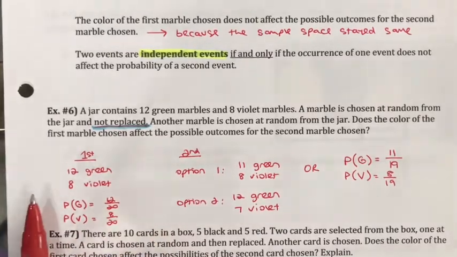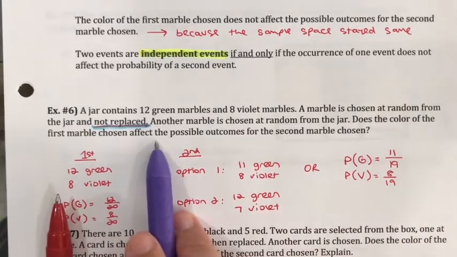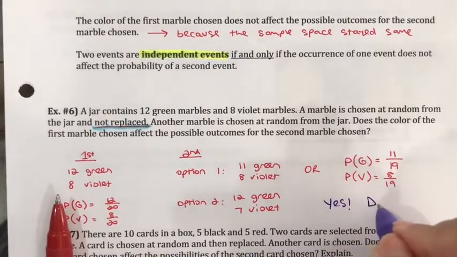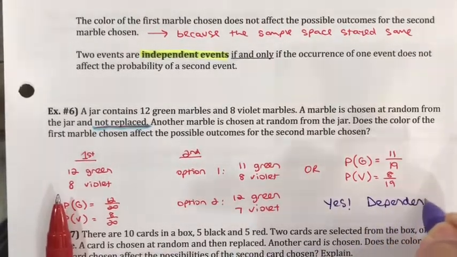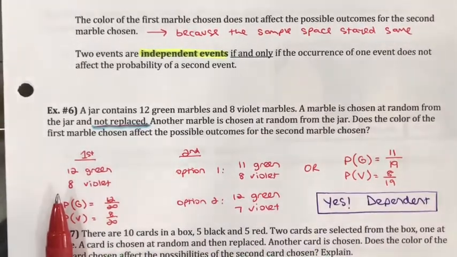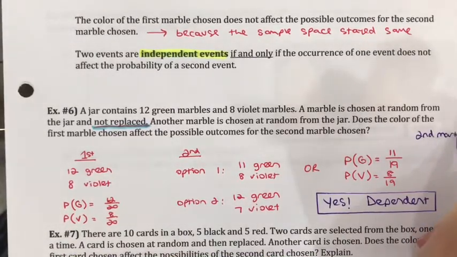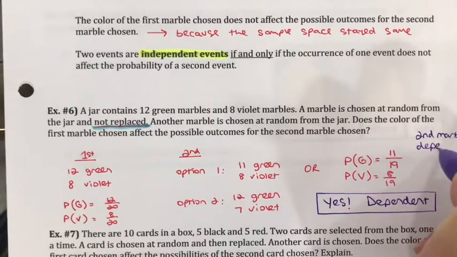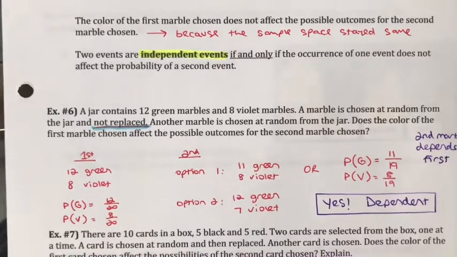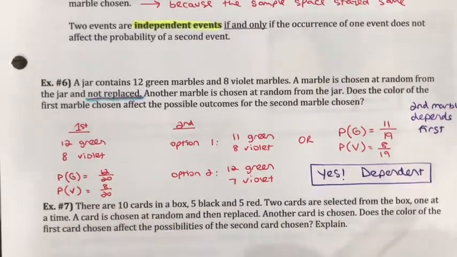So this means that the color of the first marble chosen, does it affect the possible outcomes? Yes, so these would be dependent. The second marble depends on the first. All right, let's take a look at the next one.